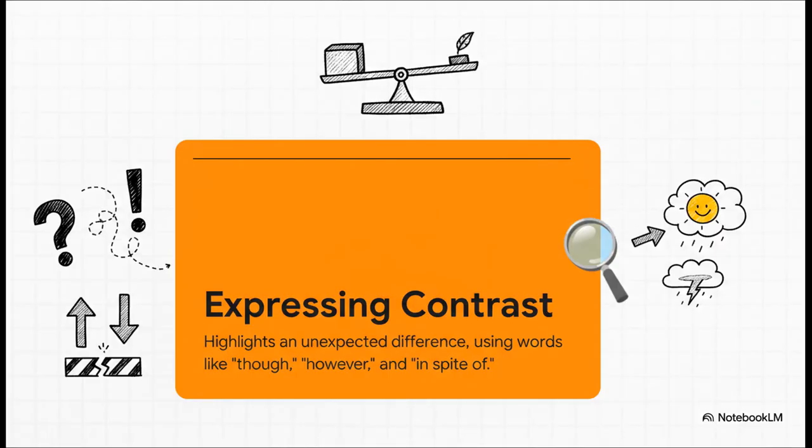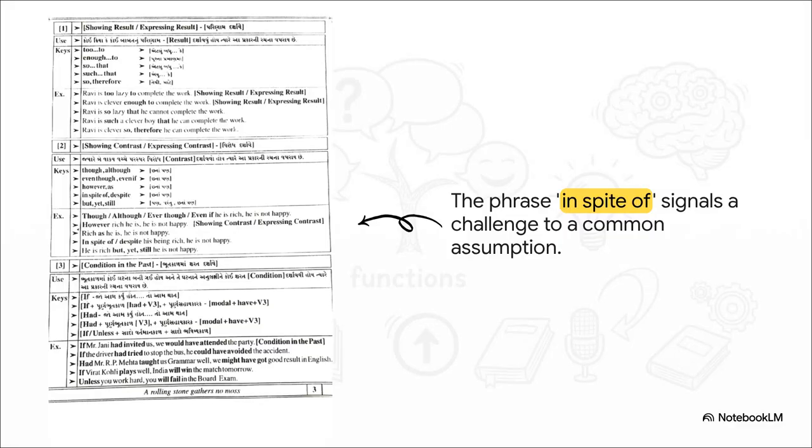Okay, so this next tool is super interesting because it does the complete opposite. Instead of showing an expected result, expressing contrast is all about highlighting something unexpected. It's for those times when you want to say, this happened, even though you'd probably expect something totally different. Just look at this sentence. Most people assume, being rich means being happy. But that little phrase, in spite of, is like a signal to your brain that says, hold on, we're about to challenge that idea. It sets up this little surprise that makes the whole idea way more impactful.